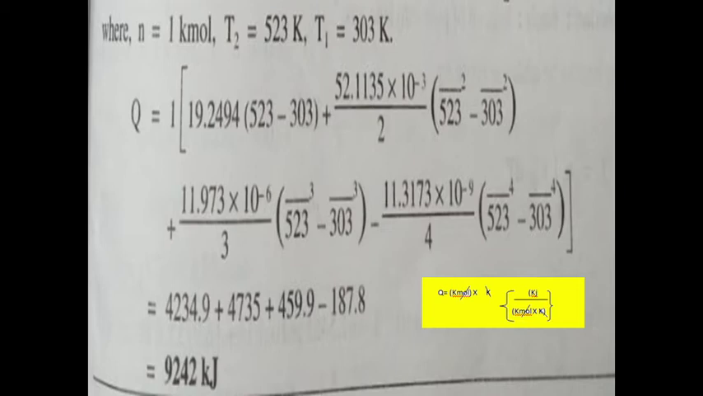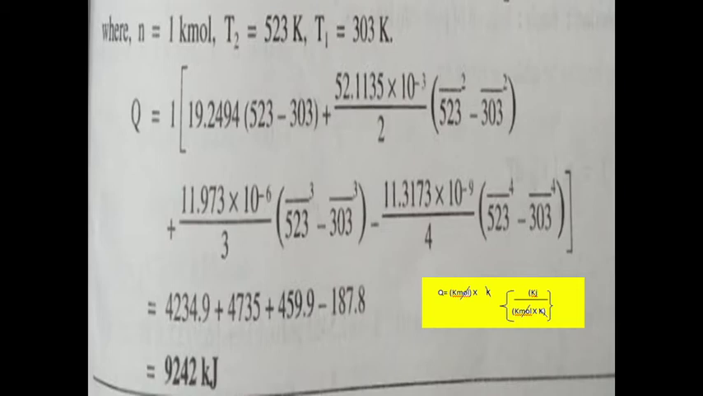Finally we get capital Q is equal to 9242 kilojoule. How does it come as kilojoule, the heat unit? Refer to the yellow color box on the right side. Capital Q is equal to N into Cp into delta T. What is the N unit? Kilomole. Are you clear or not? Delta T unit is Kelvin.